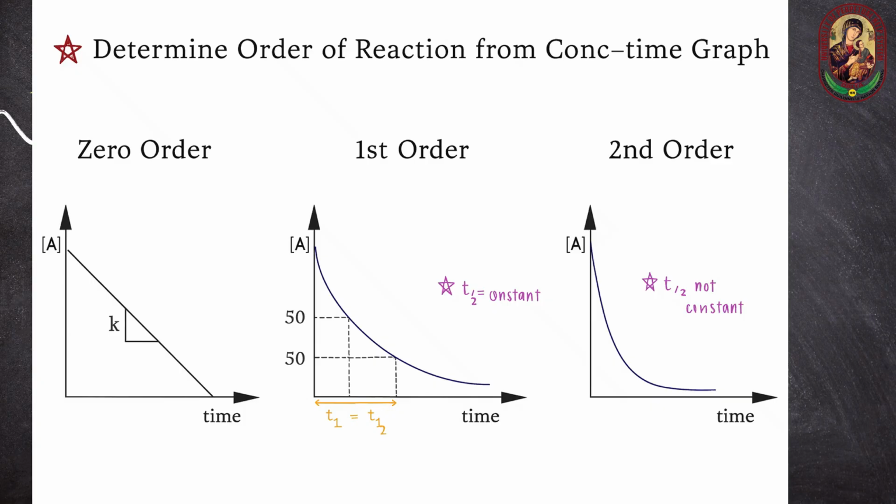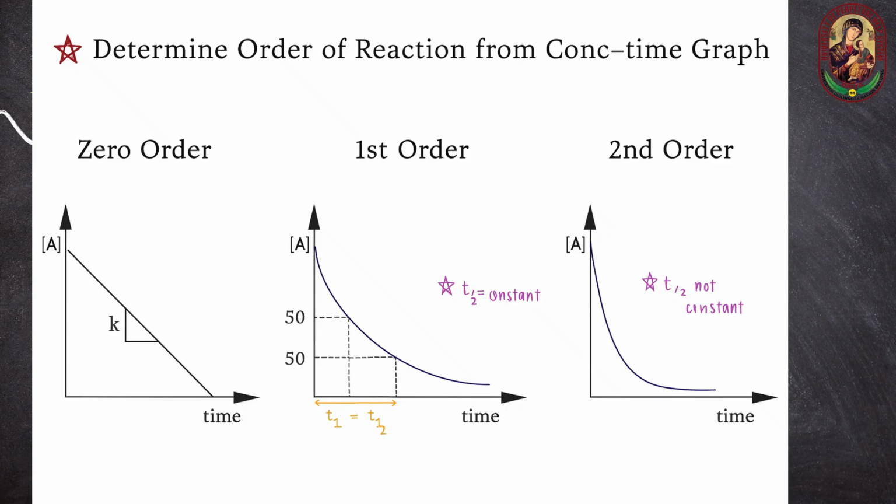Next, we have the first order reaction. This one shows an exponential decay curve. Notice that the half-life, or T1 half, remains constant, meaning it takes the same amount of time for the concentration to drop by half, no matter where you start. This is common in drug degradation and elimination kinetics, like how many drugs follow first-order metabolism in the body.